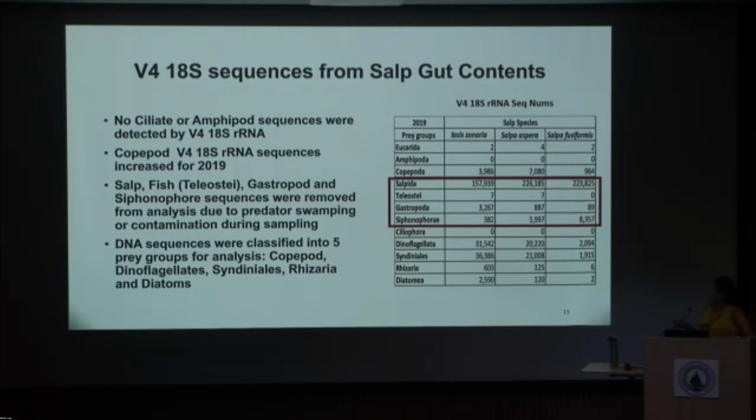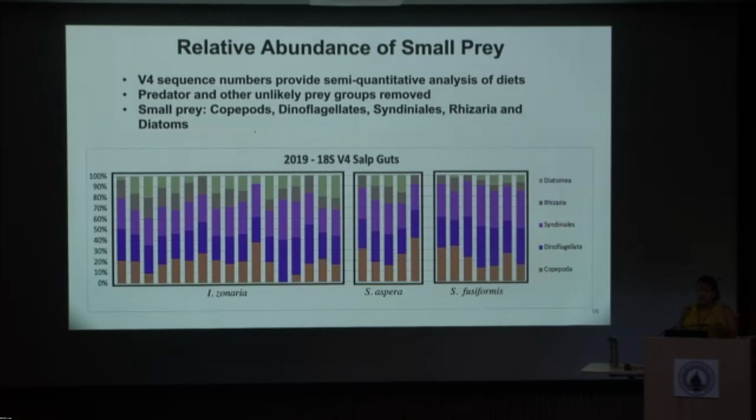But we also saw some sequences for fish, gastropods, and siphonophores, which we think are likely contamination from sampling. So those were removed for downstream analysis. So we only focus on 5 groups, which are the copepods, dinoflagellates, syndinellates, rhizaria, and diatoms for our downstream analysis. And I want to show you how those proportions, like relative abundance, looked for the salp gut contents.